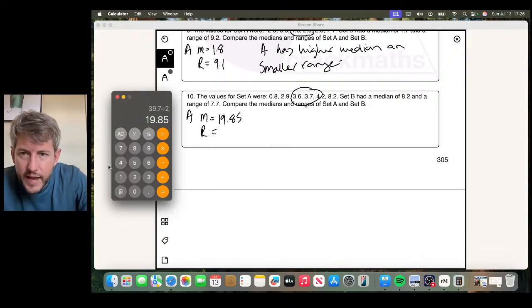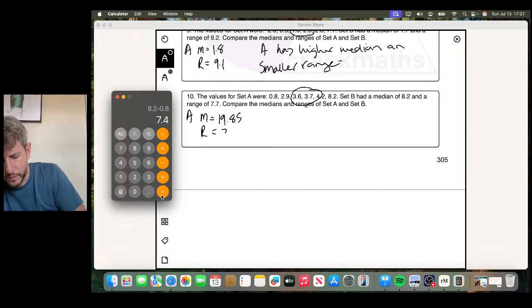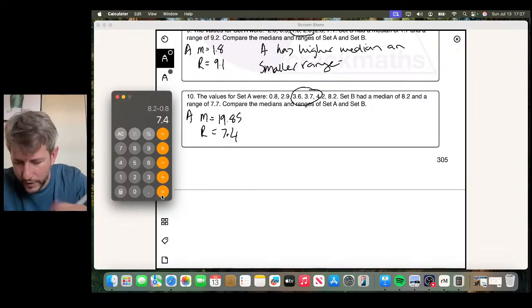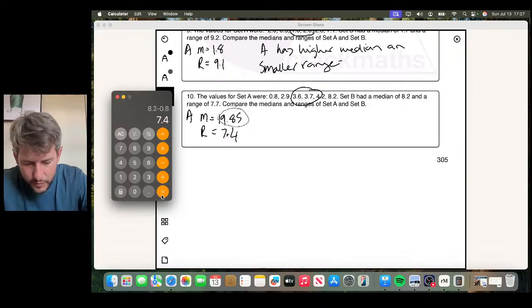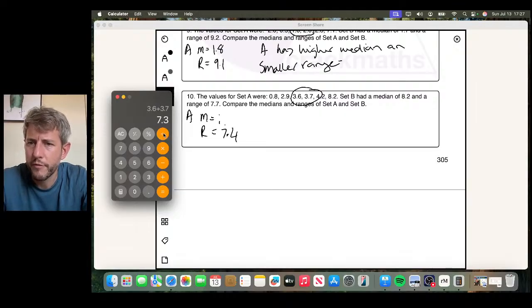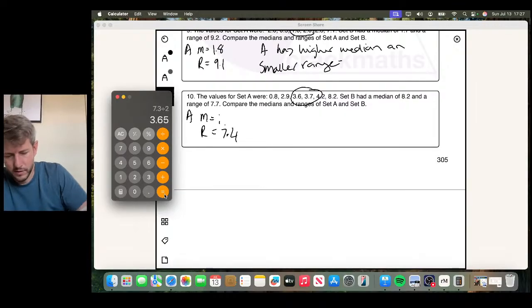The range is 8.2 take away the smallest, 7.4. Okay, so set A had a much higher... one second, oh no, I went wrong here. Sorry about that. For the median, we've got 3.6, add 3.7. Maybe that's what I did last time. Oh no, 3.7, 7.3, and then if I divide that by 2, it's always important to check, 3.65.